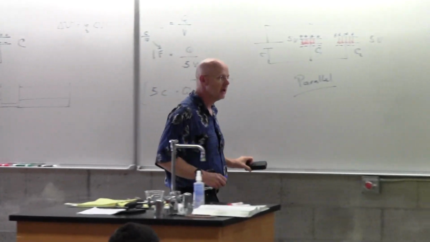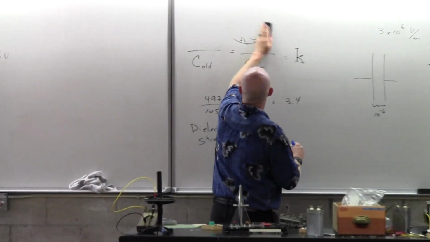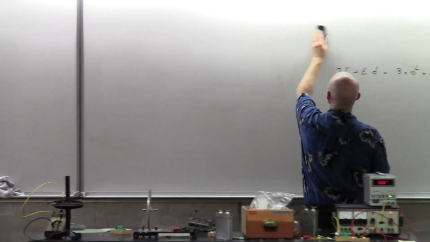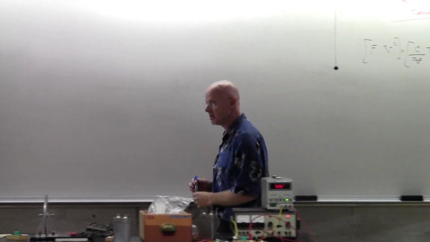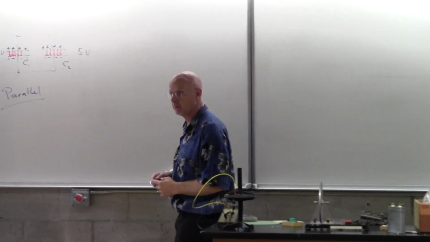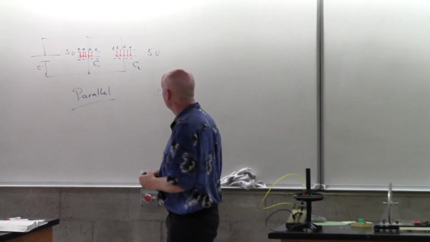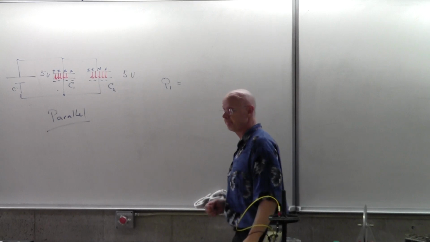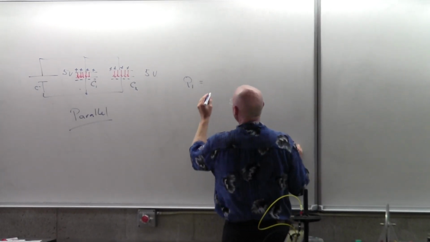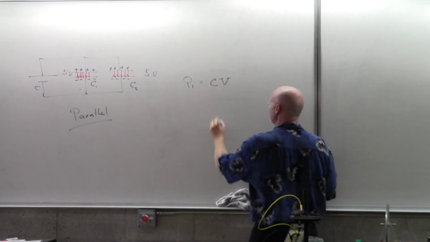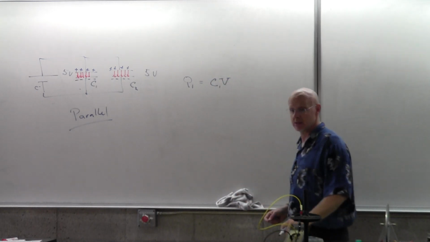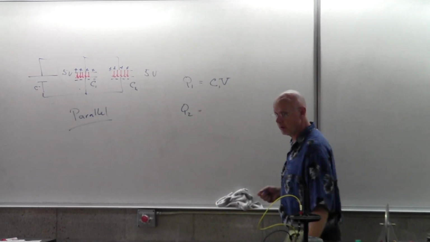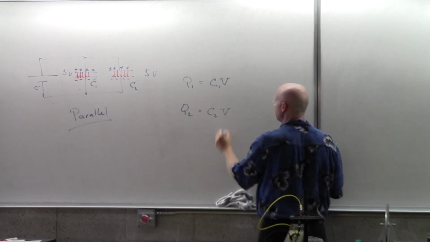Now, if I were to ask you, how much charge is on each plate, this probably wouldn't be too hard to calculate. Fair enough? How would I get the amount on plate number 1? Right. It would be the capacitance times the voltage. And so we're talking about the capacitance of number 1. How would I get the amount of charge on plate number 2? Yeah, capacitance number 2 times the voltage.